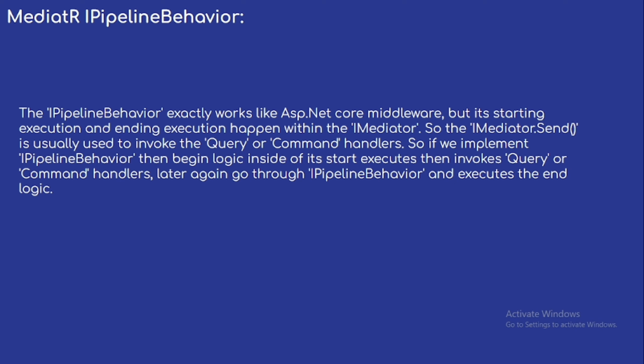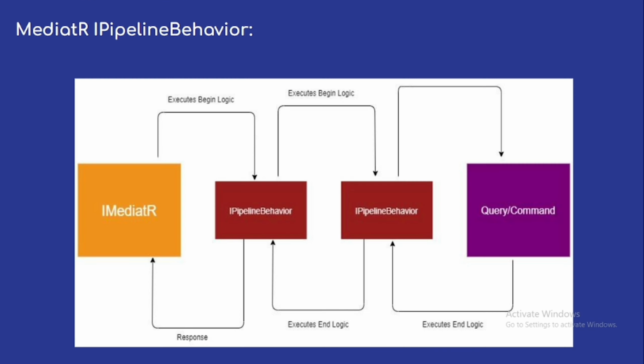Okay. Basically, a pipeline contains two sections of code. One section executes before executing the query or command, and another section executes after the completion of the query or command execution. Okay, so this is the diagrammatic representation.